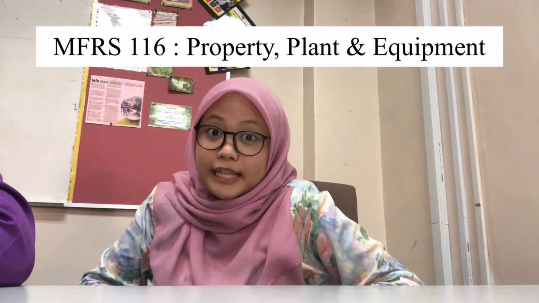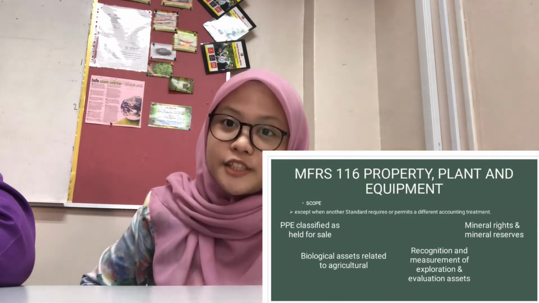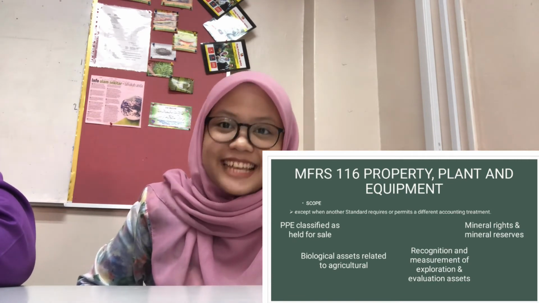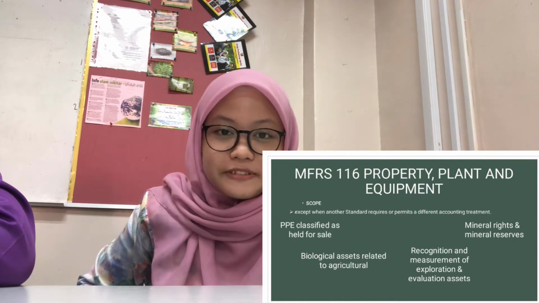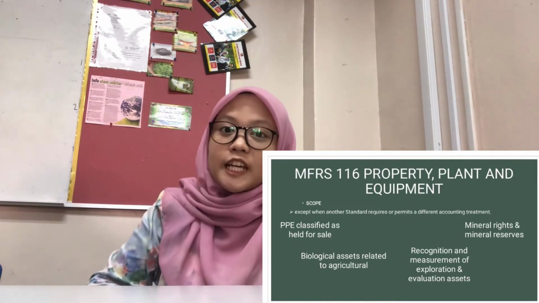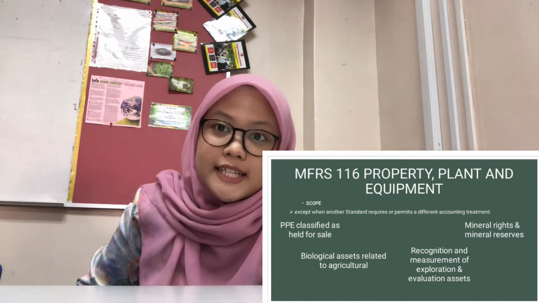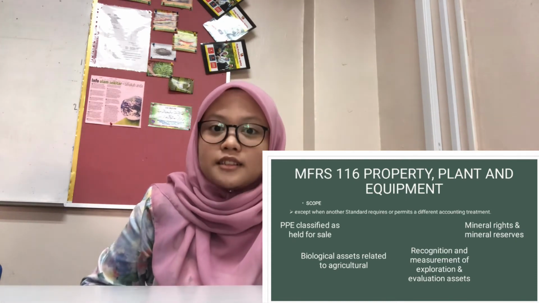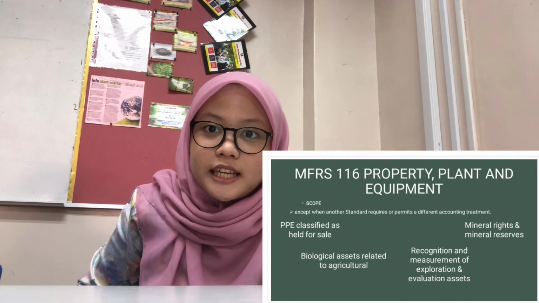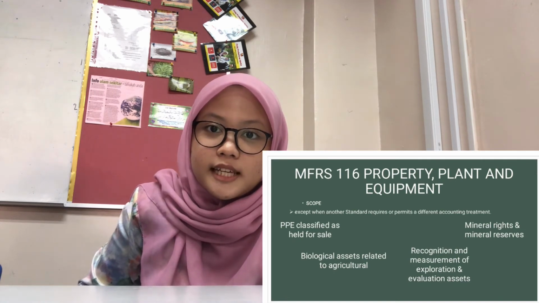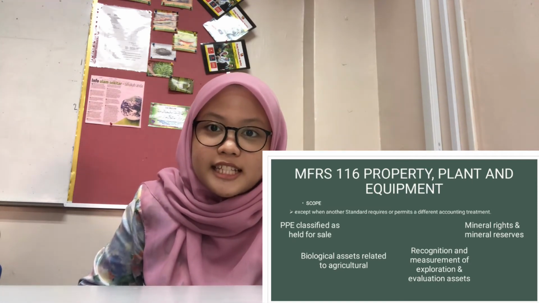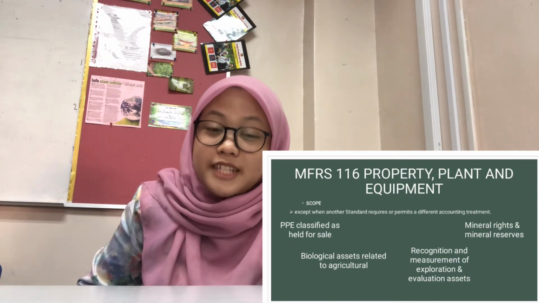So I will explain about MFRS 116, property, plant and equipment. Okay, for the scope, this standard shall be applied in accounting for property, plant and equipment, except when another standard requires or permits a different accounting treatment. This standard does not apply to property, plant and equipment classified as held for sale. Second, biological assets related to agricultural activity. Third, the recognition and measurement of exploration and evaluation assets. And the last one is mineral rights and mineral reserves, such as oil, natural gas and similar non-regenerative resources.